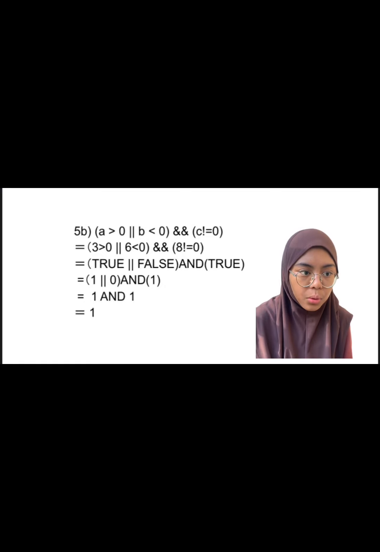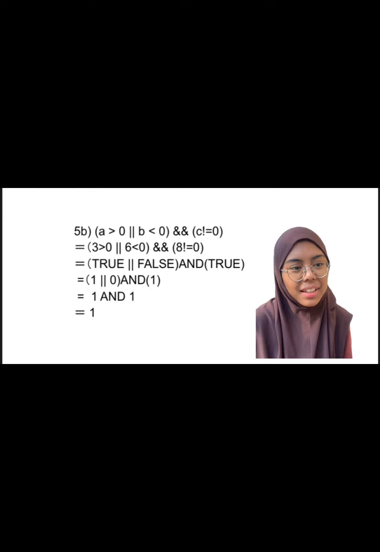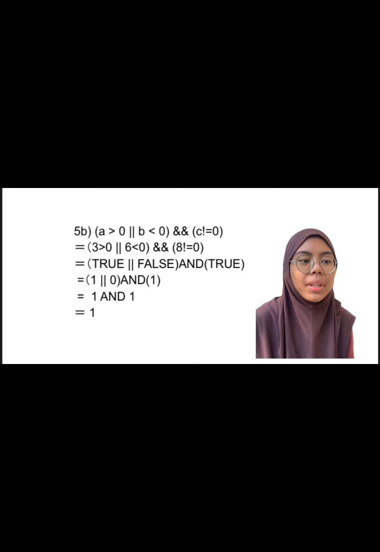So true, moving on to the next line, 1 or 0. I've told earlier that the or means if one of these is true, then we write it as true. So we write it as 1, and 1. So and means if both are true, then we write the answer as true. So we get 1.